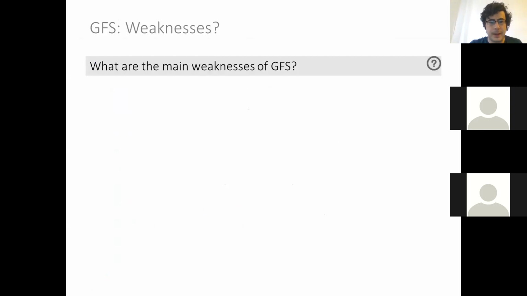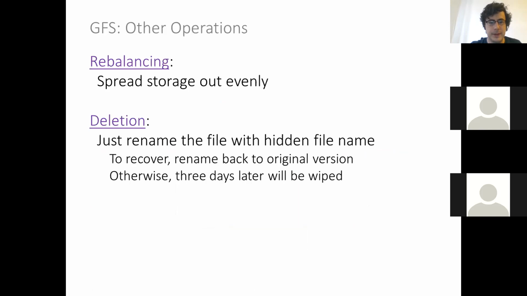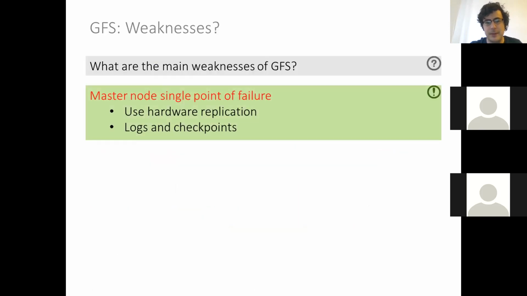So, what are the main weaknesses of Google File System? Any ideas? What would you say is the main weakness of this architecture we've seen? So one thing that seems to be possibly an issue will be the master, right? So we have a single point of failure. The master node is a single point of failure.